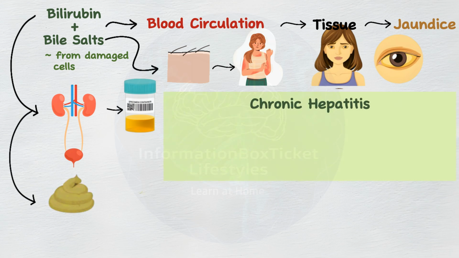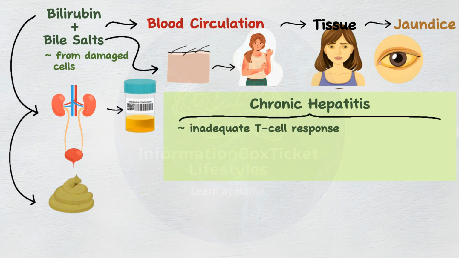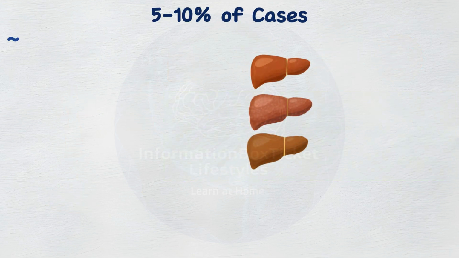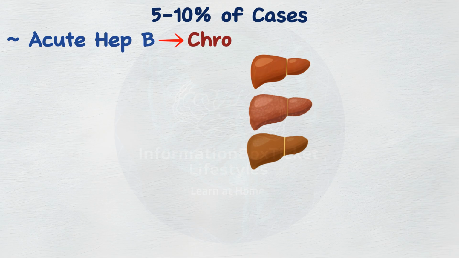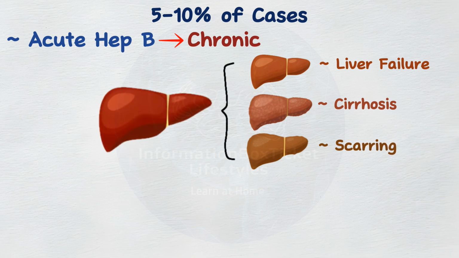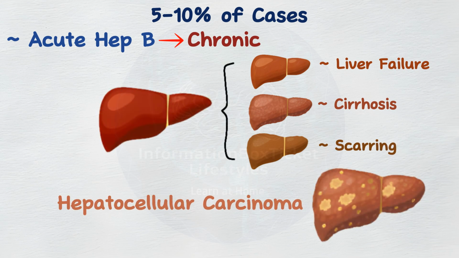Chronic hepatitis may result from either an inadequate T-cell response or from high HBs antigen binding to neutralizing antibodies. About 5 to 10% of cases of acute hepatitis B progress to chronic disease. Liver failure, cirrhosis, and scarring can occasionally result from liver injury. Hepatocellular carcinoma, a kind of liver cancer, is also more common in those with chronic hepatitis.